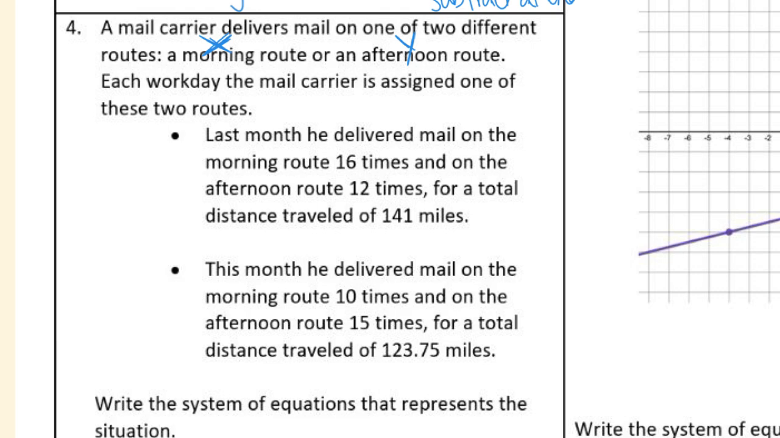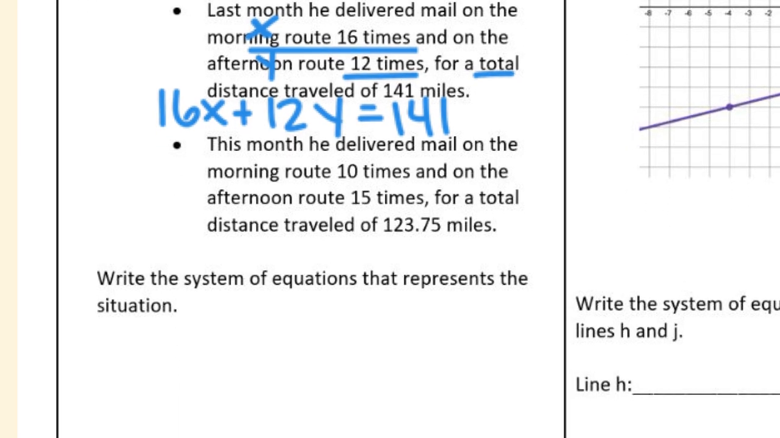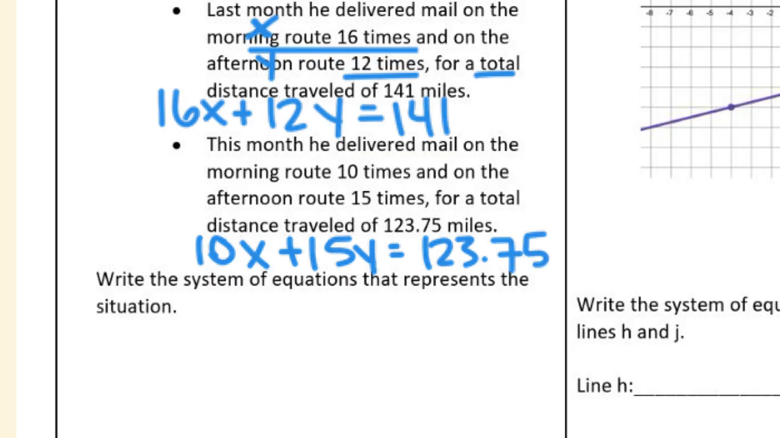All right, so we said morning is going to be X and afternoon is going to be Y. So what did we write for this first bullet? Last month he delivered mail on the morning route. Morning we said X, 16 times. What does that look like? 16X plus afternoon was Y, and he did that 12 times. Total, yes, equals 141. Very nice. What about our second bullet? 10X plus 15Y equals 123.75. Very nice. Good job.